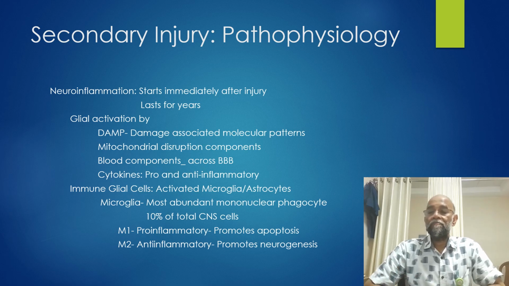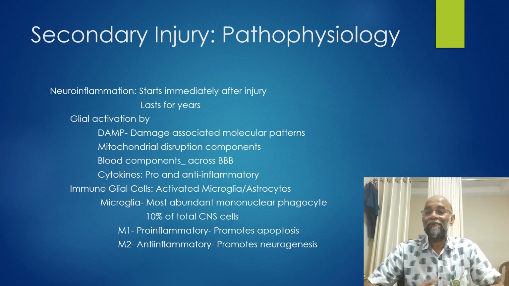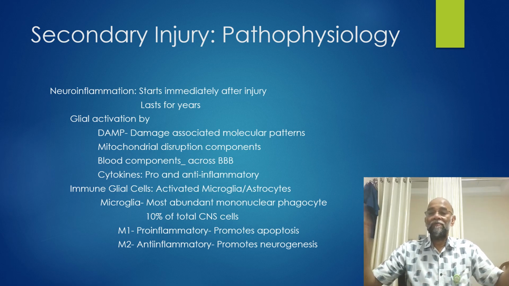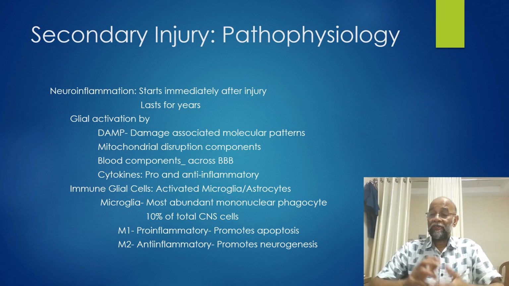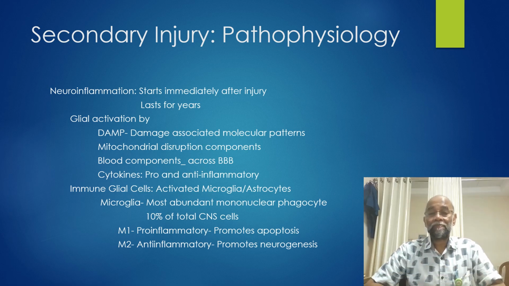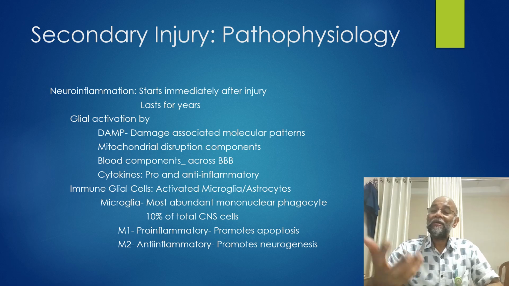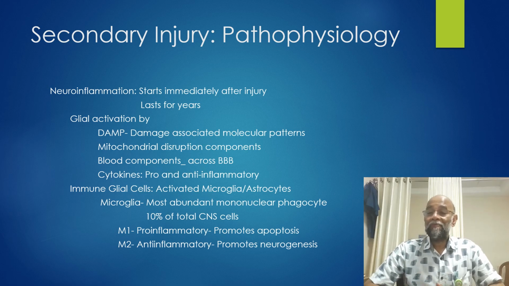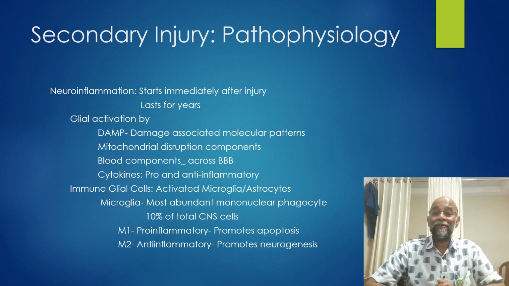Another cause of neurological deterioration secondarily after head injury is neuroinflammation. Neuroinflammation starts immediately after injury. What is sad is that the effects can last for years. Patients who initially were better can stop improving or maybe even deteriorate. How is the inflammation mediated? There's activation of the glia by damage-associated molecular patterns, mitochondrial disruption components, some of the blood components which seep across the blood-brain barrier.